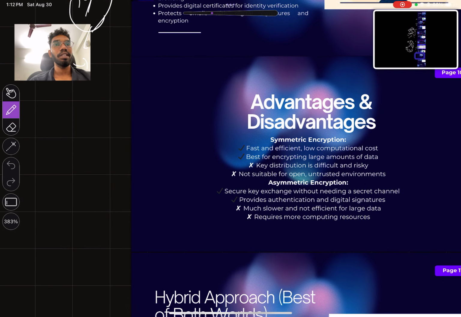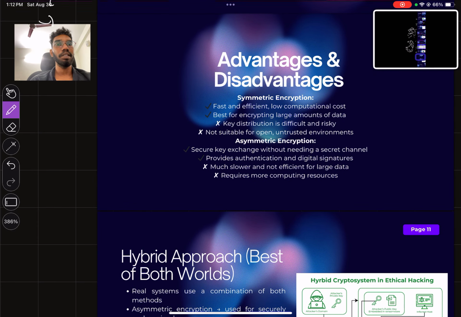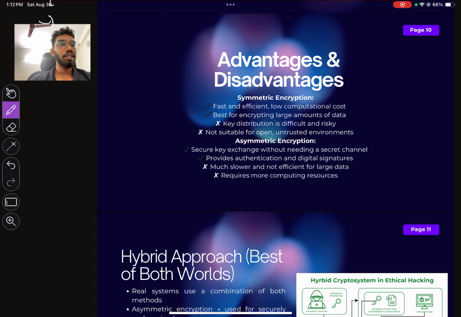Let's see the advantages and disadvantages of each cryptography method. Symmetric is fast and efficient and requires low computational cost. As we discussed, it only uses one key, so it's very fast and efficient. It's usually used for large amounts of data, because using the asymmetric technique for large data would take a lot of time to process. But key sharing is risky and difficult, and it's not suitable for untrusted environments. So if you're putting it on the internet, it's not very safe.